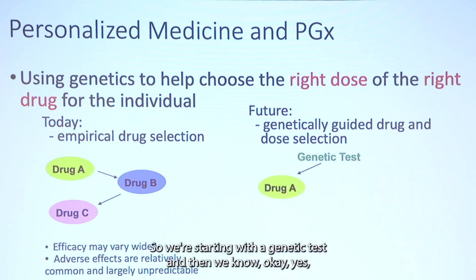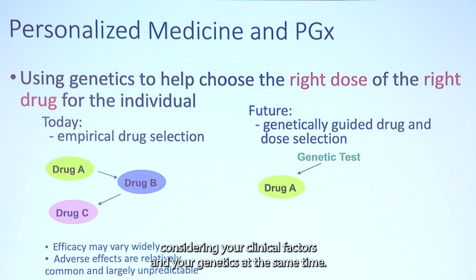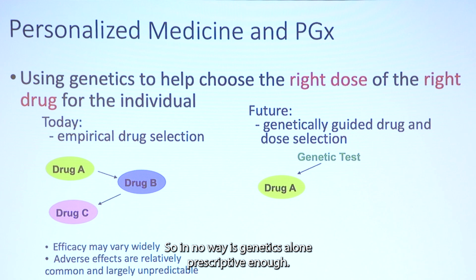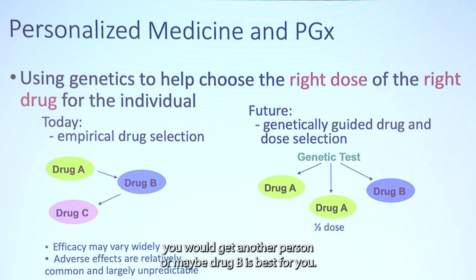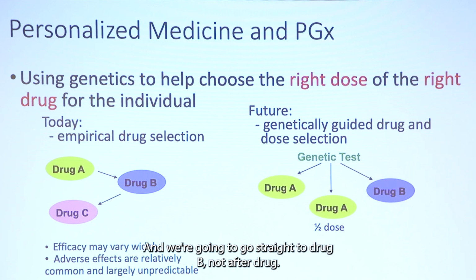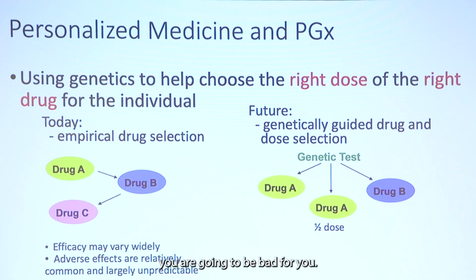So we're starting with a genetic test, and then we know, okay, yes, drug A is probably the best for you, considering your clinical factors and your genetics at the same time. So in no way is genetics alone prescriptive enough. It's just another factor that doctors are going to use when they're trying to determine what medication to give out. Or maybe you need drug A, but you need half the dose as you would get another person. Or maybe drug B is best for you, and we're going to go straight to drug B, not after drug A. Or maybe we know we would never give you drug C. It's just not going to work for you or going to be bad for you.